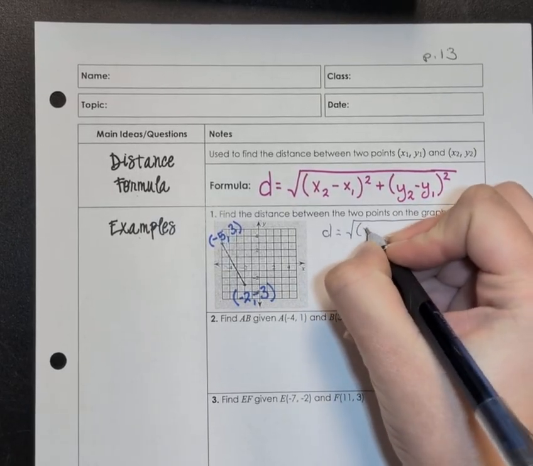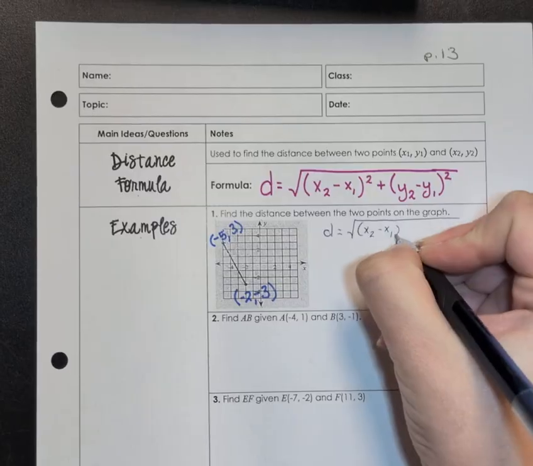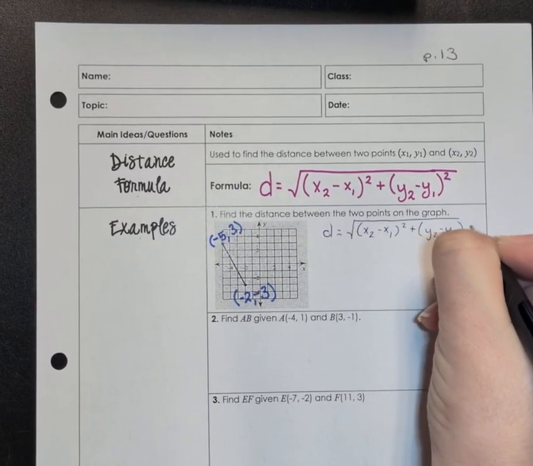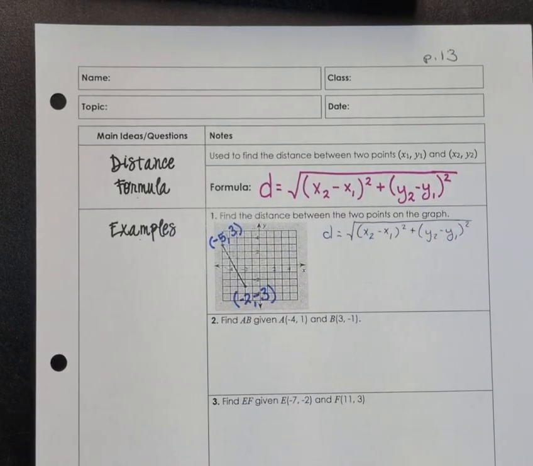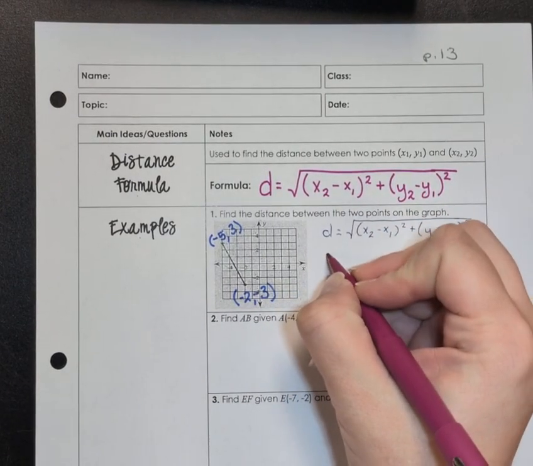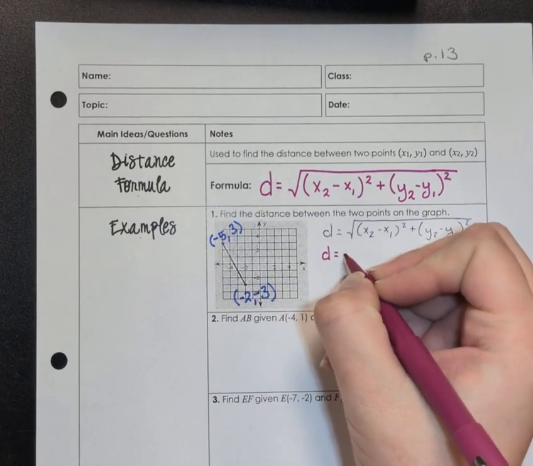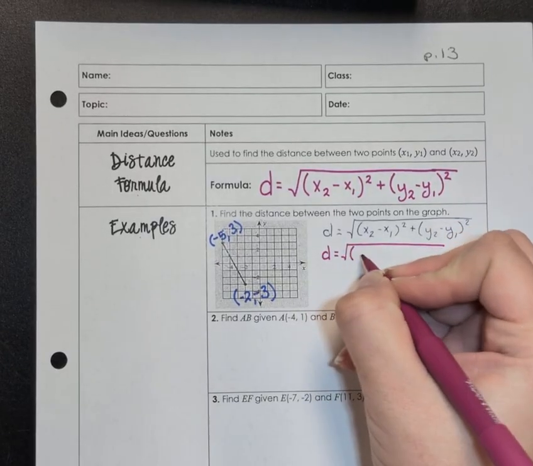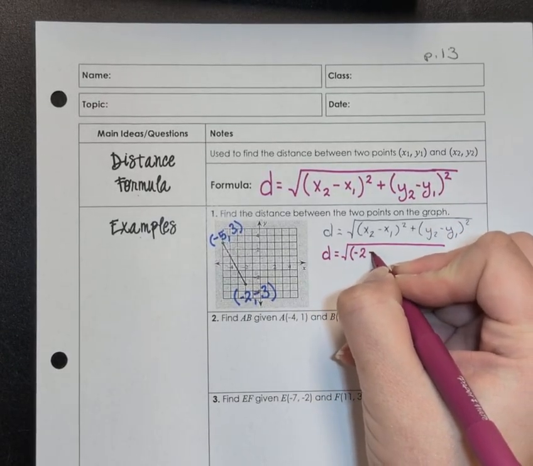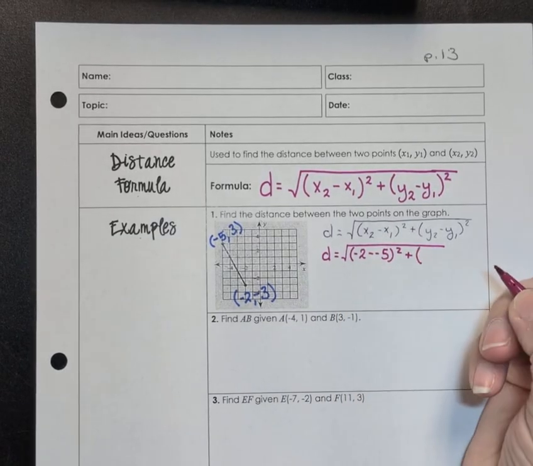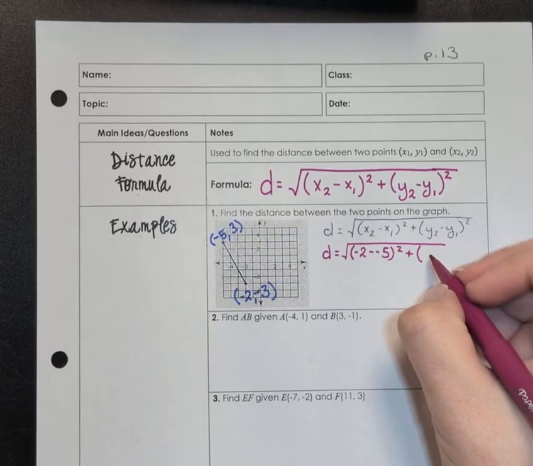I'm going to write it again just to help you remember it. The more you write it, the more you'll remember it. And then we're going to fill in numbers. Alright. Can someone tell me what do they want to put for x2? Again, either one's correct. Doesn't matter. -2. Okay, and then what would be the other x value? So I'm going to put -2 minus -5 squared. Now I need the y's. What would I put for the first y?